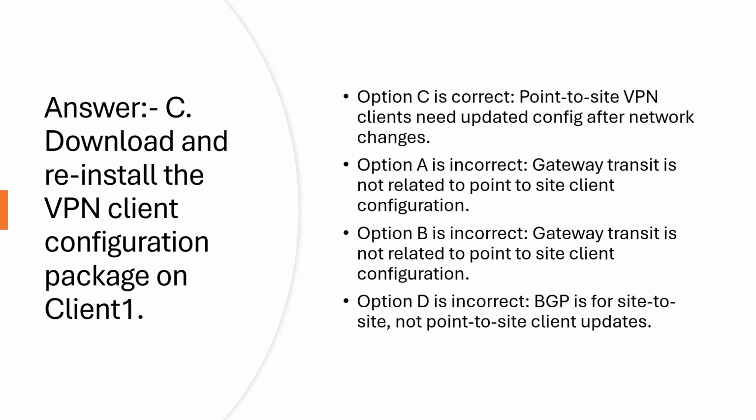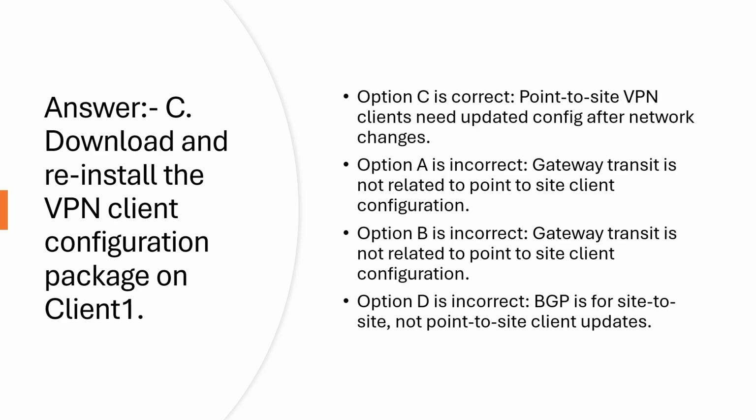Let's break it down. The key here is understanding how point-to-site VPNs work with network changes. When you establish a point-to-site connection, your client downloads a configuration package that contains the routing information needed to connect to the virtual network. However, when you make changes to the network topology, like adding virtual network peering, that existing configuration package on Client 1 doesn't automatically update.